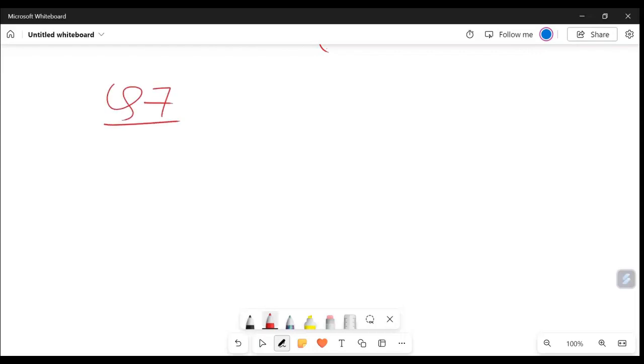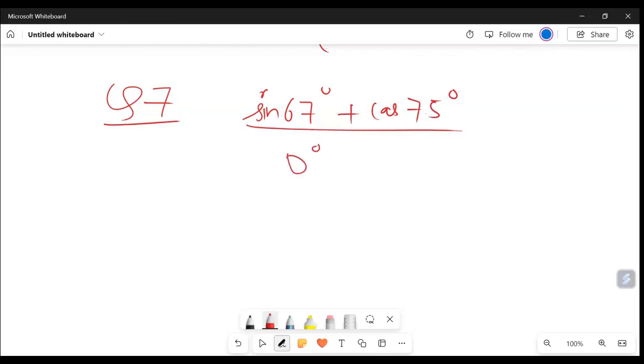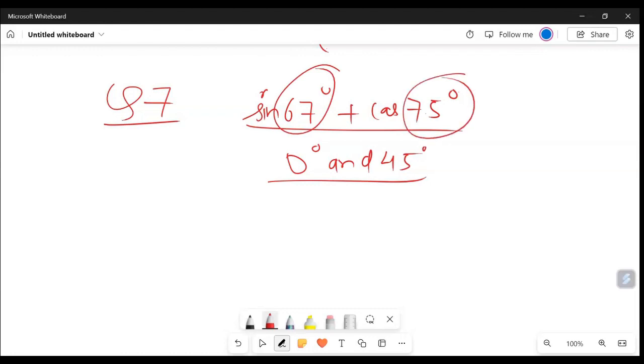Now we will go ahead with question number 7. Express sine 67 degrees plus cos 75 degrees in terms of trigonometric ratios between 0 and 45 degrees. We have to express this in 0 to 45 degrees. Sometimes the student cannot understand the question. Here it is given 67, here it is given 75. We need to convert it in terms of angles between 0 and 45 degrees.